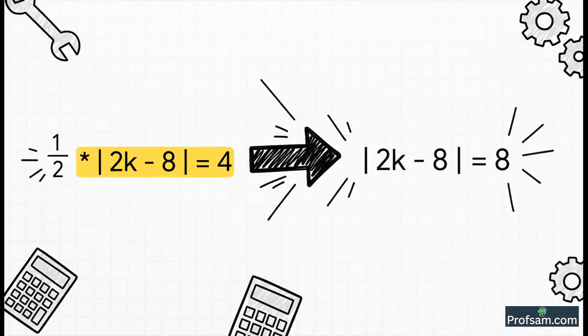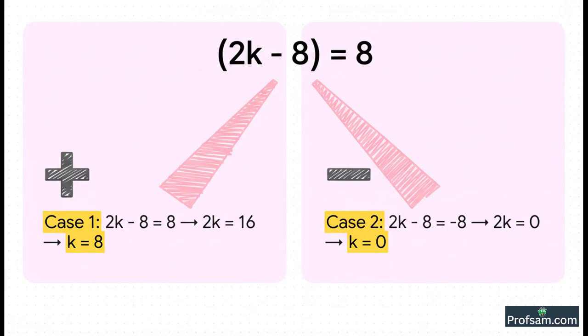So let's set it up. We build our matrix, we calculate the determinant, and it comes out to the expression 2k minus 8. So our equation is 1/2 times the absolute value of 2k minus 8 equals 4. Let's just multiply both sides by 2 to make it cleaner. That gives us the absolute value of 2k minus 8 equals 8. Now we just solve our two cases.